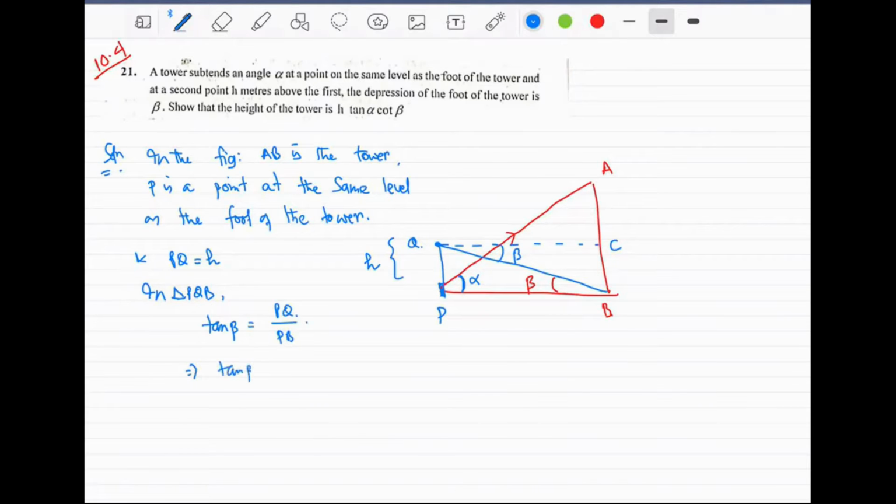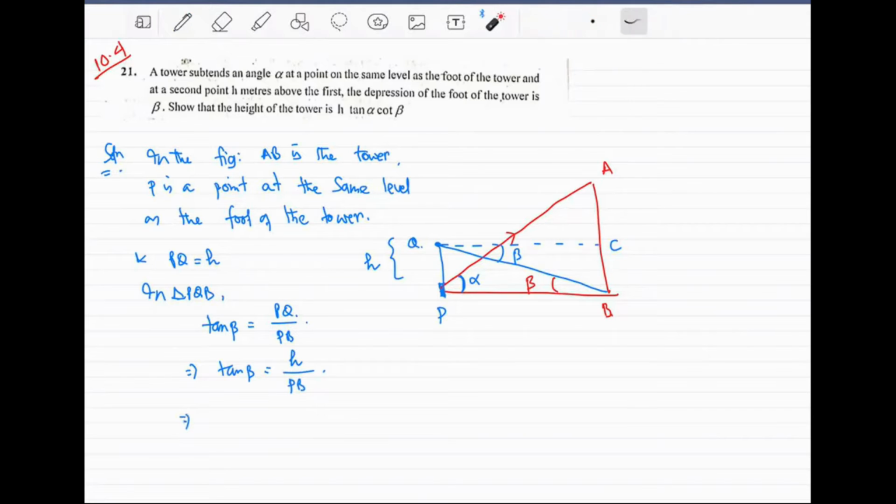Tan beta is equal to... since beta is not a specific value, there is no means to put in the value of tan beta. We don't know the exact value of tan beta, right? So PQ we know. PQ, the value is how much? H. That one we are going to substitute. So PQ is H divided by PB.